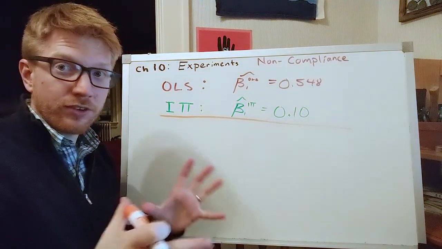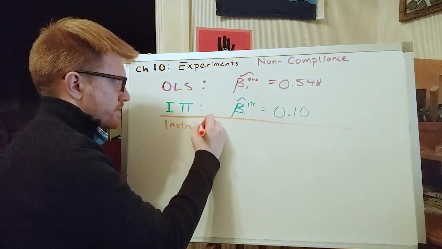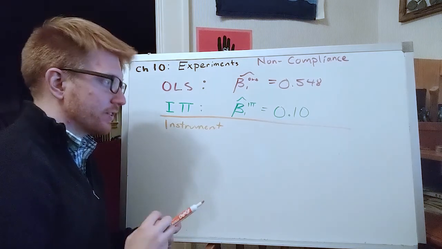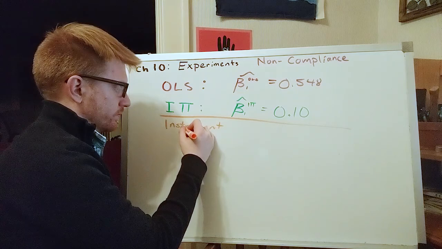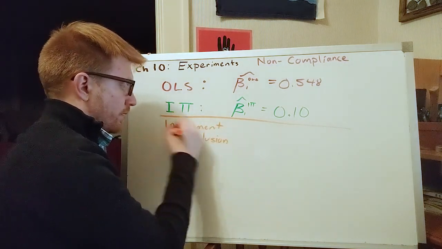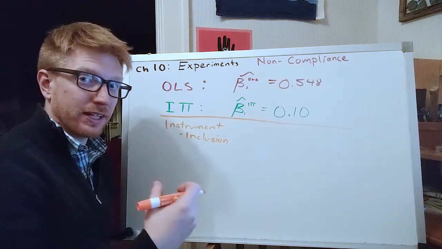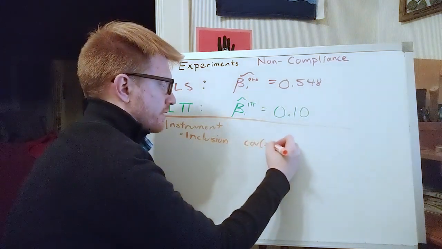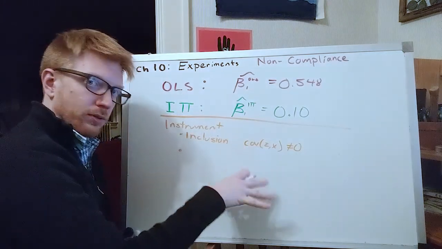So the rules for an instrument are twofold. An instrument needs to satisfy 2 criteria. The inclusion criteria, meaning it has to be related to the x variable, that's the potentially endogenous one. Covariance of z and x can't be 0. That's testable, we can check that.